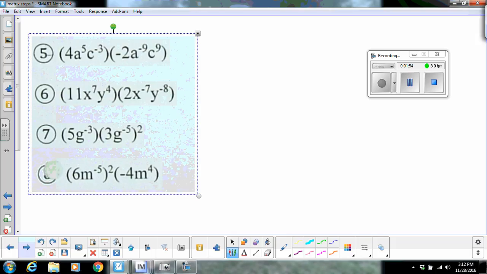All right, so number 5, number 6 are same as that. I'm not going to do those. All right, so I'm going to jump down here to number 7, where you're going to notice we have a power to a power. Okay, so we'll start right here with 3 squared, which makes that 9.